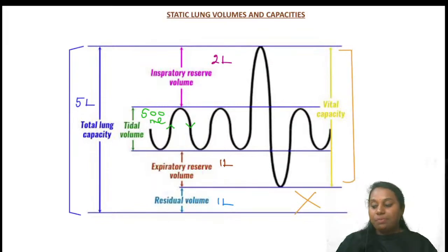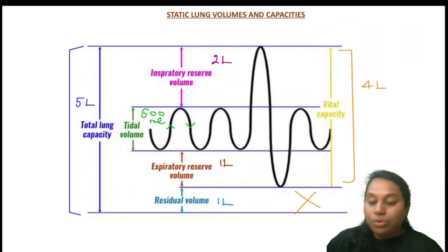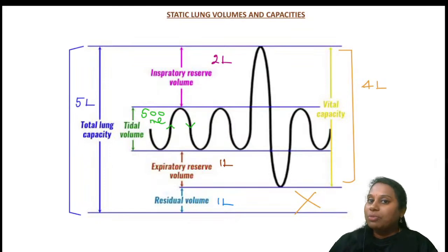So what is vital capacity? A sum of all volumes except residual volume is called vital capacity. Approximately comes up to 3.5 to 4 liters. So these are the different static lung volumes and capacities. How will you measure all this? What is the technique by which we measure all this?